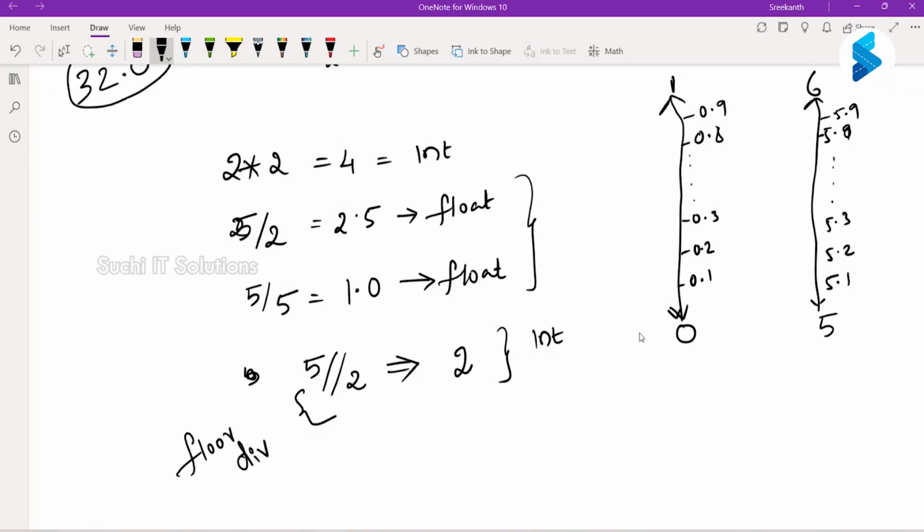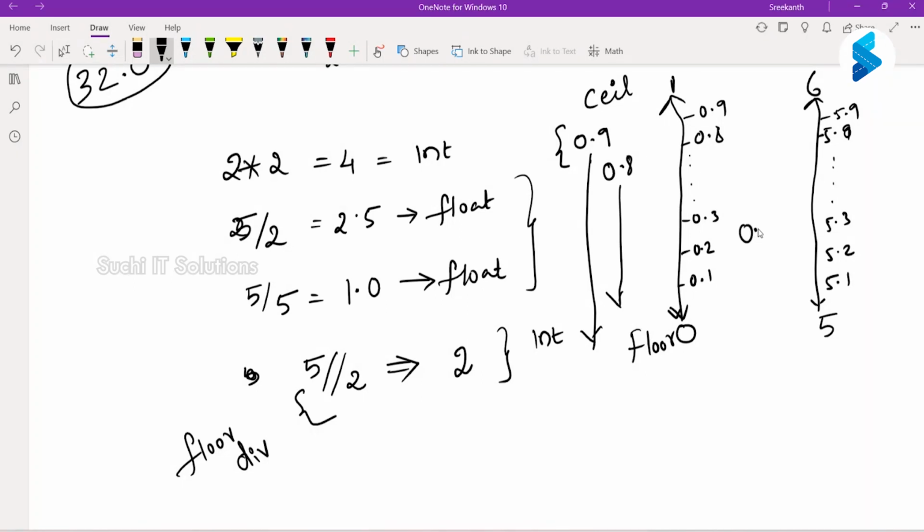So if I take this as a floor value, and this as a ceil value, which is nothing but a ceiling, floor and a ceiling. What would be the floor value of 0.9? 0. Right. So it is always 0. So whatever, the floor value of 0.8 will be 0. Okay. What would be the ceiling value of 0.1?